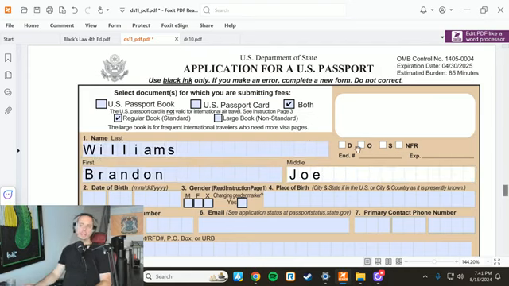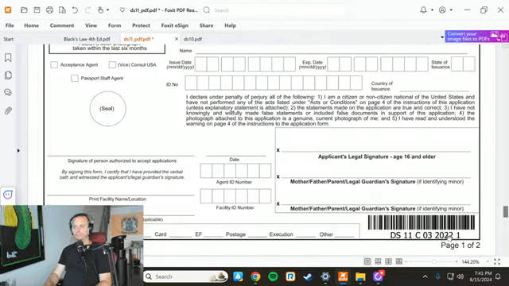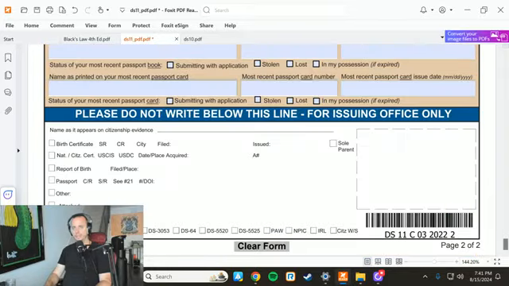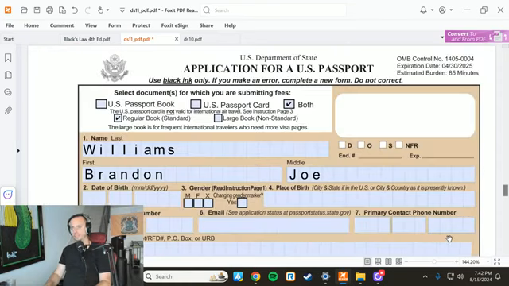Now this right here, guys. This is something I didn't address in the last course. So let's look down for a moment. We see, stop, continue to page 2. They're very clear, right? The white part is supposed to be for the person at the passport office to fill out. And here's the second page. We got a bunch of tan space. And at the bottom, please do not write below this line, for issuing office only. And it's in white, right? It's very obvious what you're supposed to fill out and what the passport office is supposed to fill out, right? I mean, it's tan, it's the whole thing, right?